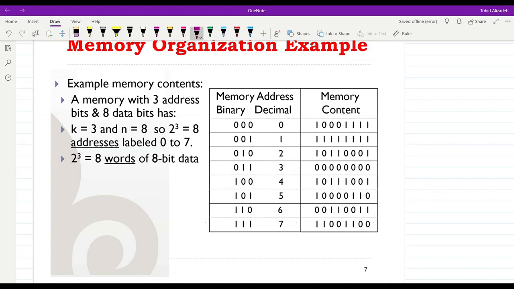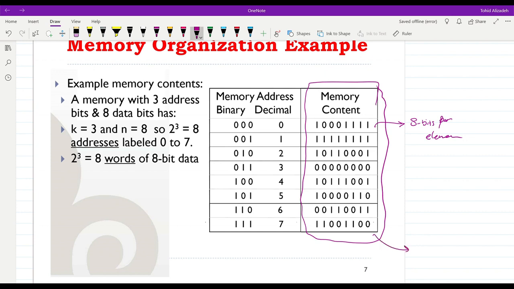Here you can see an example of a memory organization. The memory content is shown in the right half of the table. So by looking at it, we can see that for each element we have 8 bits, 8 bits per element, and in total we have 1, 2, 3, 4, 5, 6, 7, 8 words. This is the size of our memory. We have 8 words, and for each word we have 8 bits.